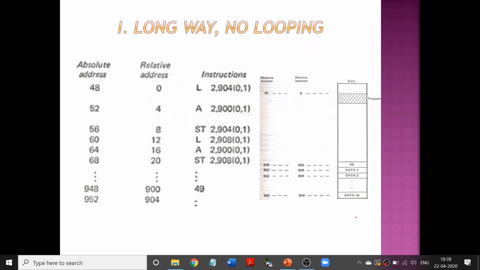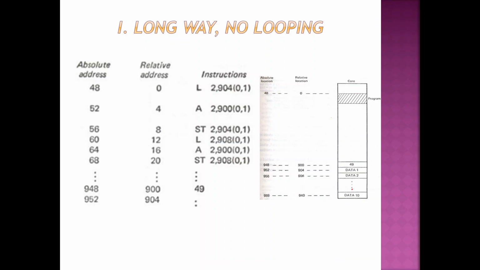So this is the first method. It is the same program, but we are going to write it using a method called long way, no looping. It is very literal. There is no loop command here, no kind of while loop. I only wrote 3 lines of code, which add 49 with the first number. For the other numbers, the solution given here is to repeat the same thing 10 times. So it's a long way, no looping.